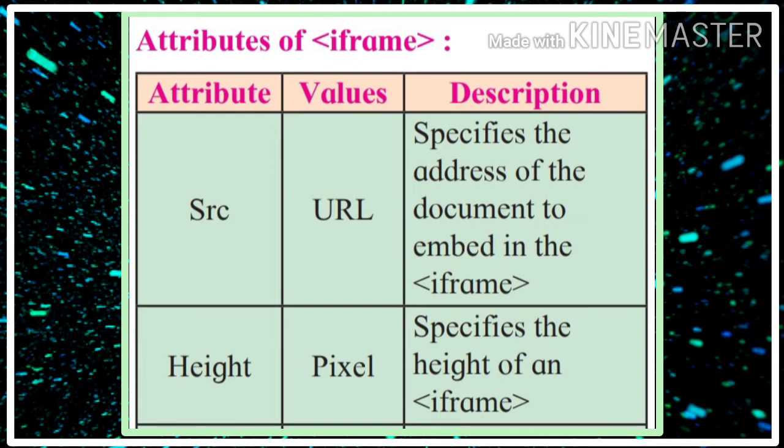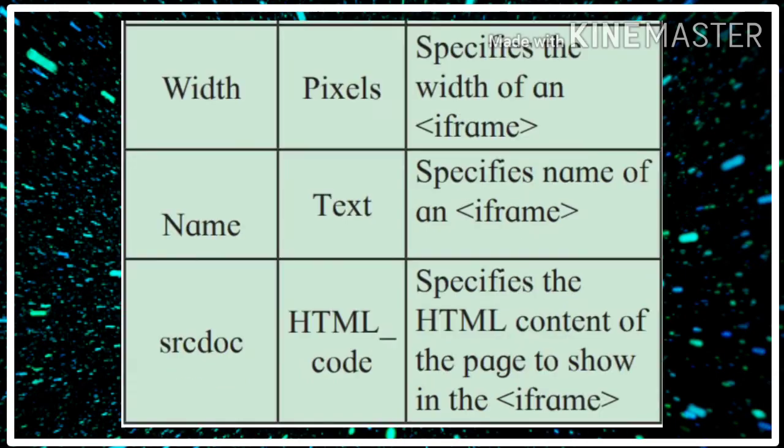First attribute is src, which specifies the address of the document to embed in the iframe. Value of src attribute specifies the location of the document. Second attribute is height. It specifies the height of an iframe. Height attribute having its value in pixels. Third attribute is width. It specifies the width of an iframe. The value of width attribute is in pixels.